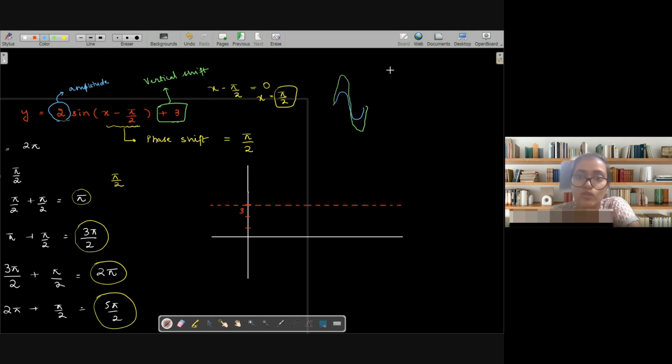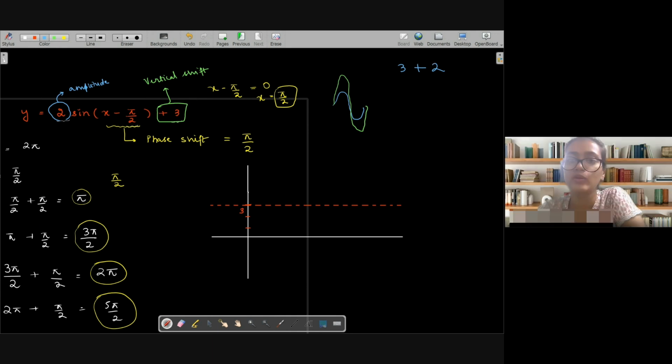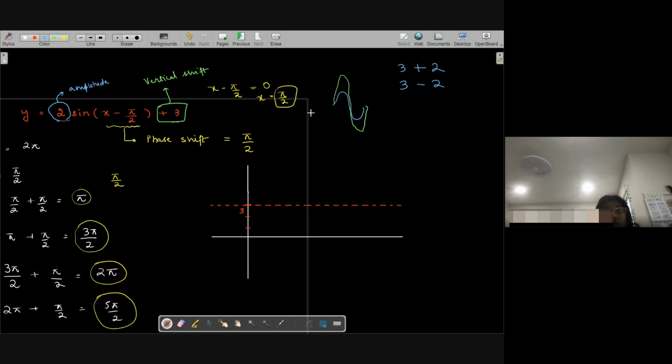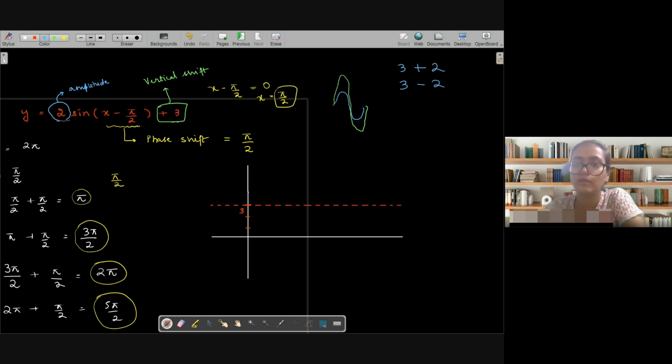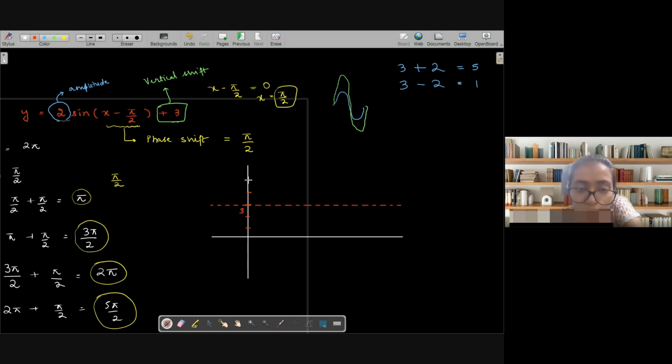You're starting from 3. The maximum value it will have is 3 plus 2, and the minimum value that it will have is 3 minus 2. 3 plus 2 is 5, and 3 minus 2 is 1. Let's say this is 4 and this is 5. This is going to be the maximum point and this is going to be the minimum point.